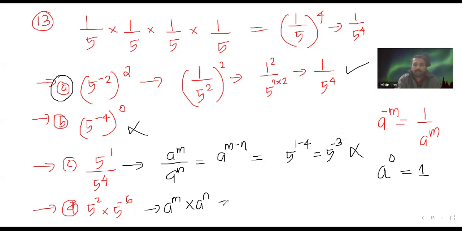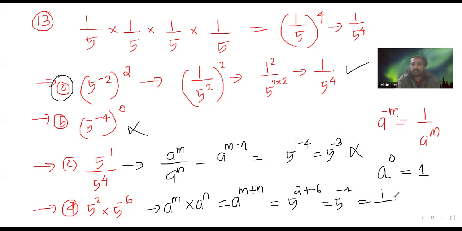And finally, the last option is in the form of a raised to m into a raised to n equals a raised to m plus n. So this will be equal to 5 raised to 2 plus minus 6. So this will be 5 raised to 2 minus 6, which is minus 4. Again, we know that a raised to minus m is equal to 1 by a raised to m. So this will be equal to 1 by 5 raised to 4. So the answers are option A and option D. Option A and option D are the correct answer.